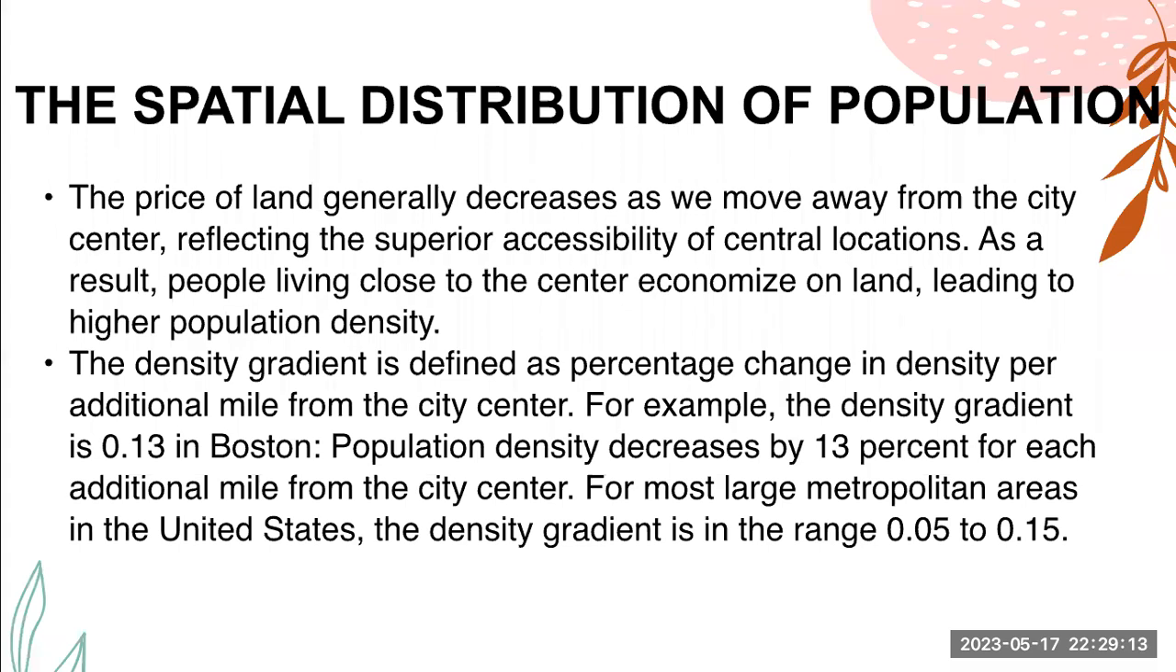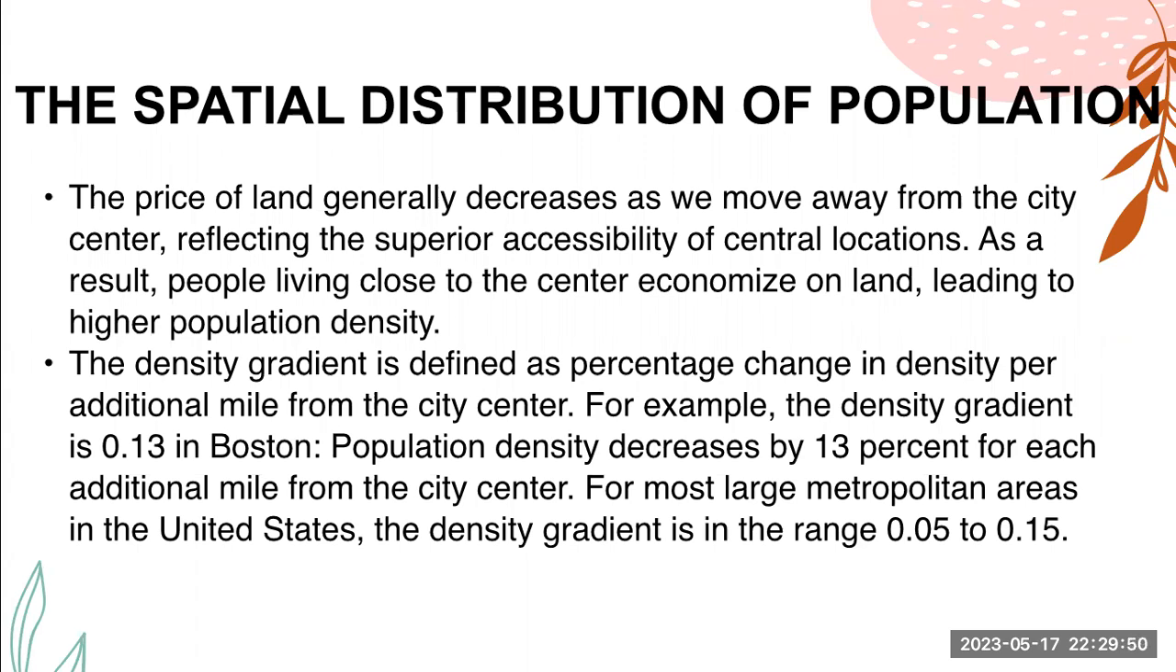And the density gradient is defined as a percentage change in density per additional mile from the city center. So an example is given here. For example, if the density gradient for Boston is 0.13, this means that population density decreases by 13% for each additional mile from the city center.